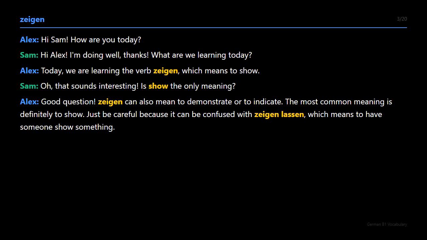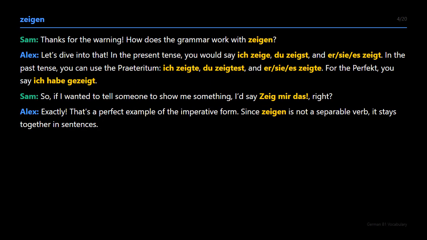Just be careful because it can be confused with zeigen lassen, which means to have someone show something. Thanks for the warning. How does the grammar work with zeigen?